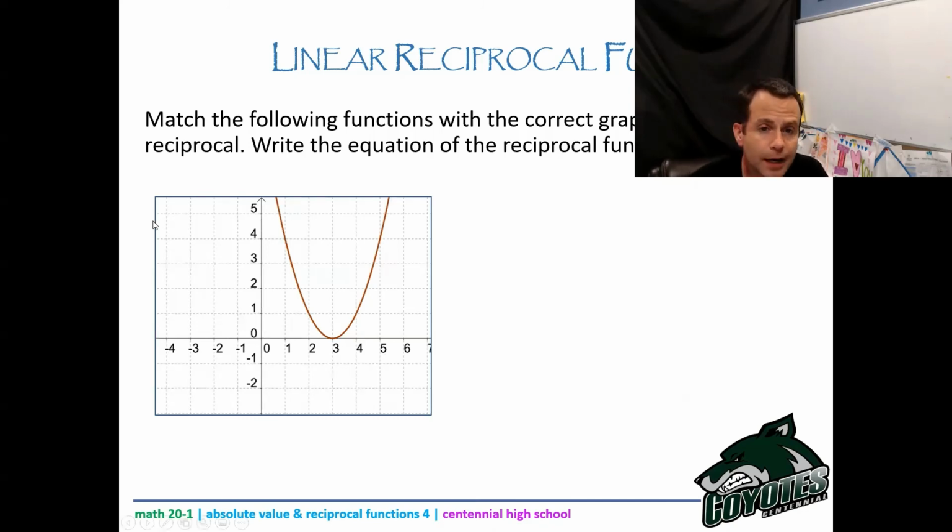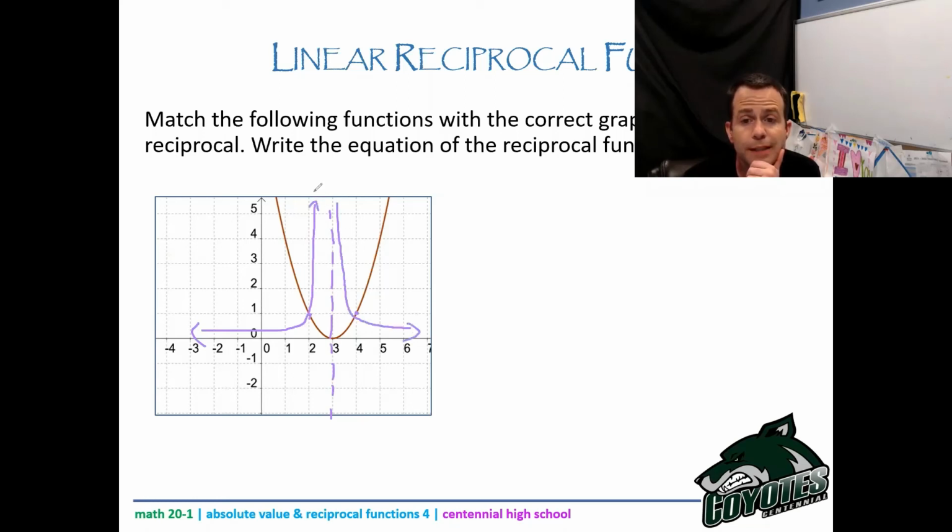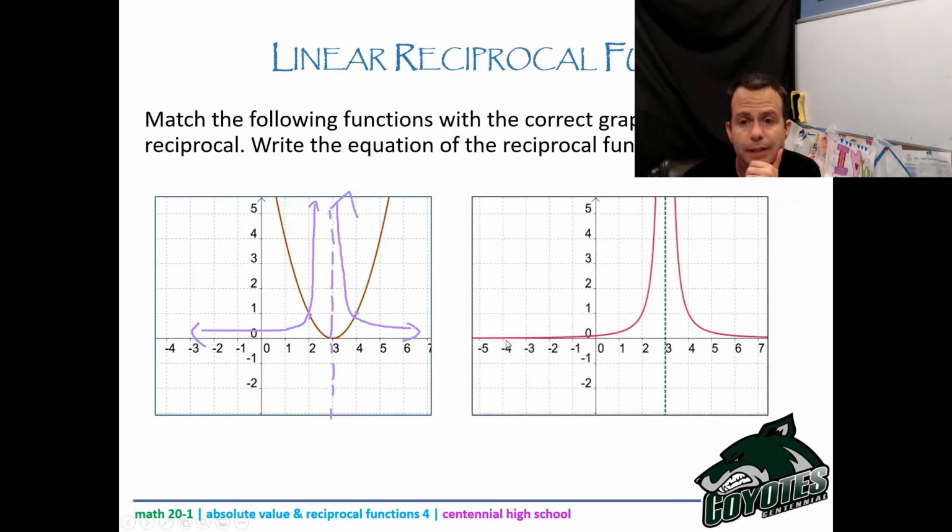For this guy, I'm going to walk you through how I would draw each of them. I know that I have a horizontal asymptote right here. I know I have an invariant point here and here, and I know I would need to be increasing and then decreasing. So the graph should look something like this. Do you see that on your page? It's this one right here.